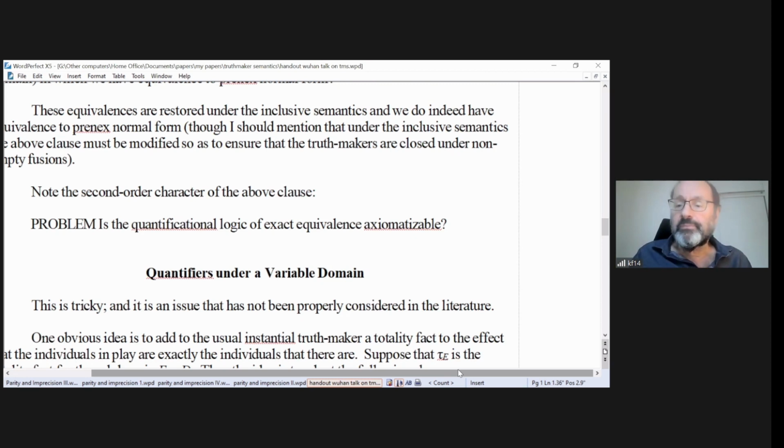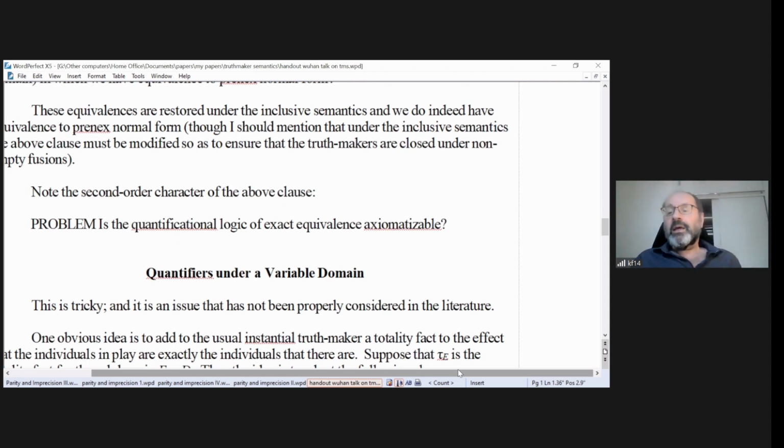Okay. We want the truth makers to be able to vary with a possible variation in the domain. Well, one way to deal with this is to introduce what I might call totality facts. That is, for each set of individuals, we take there to be a fact to the effect that these are exactly the individuals that there are.